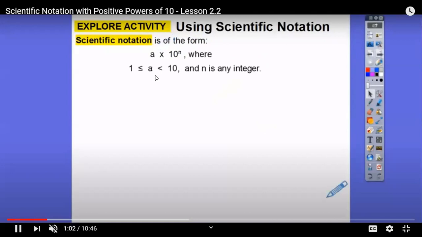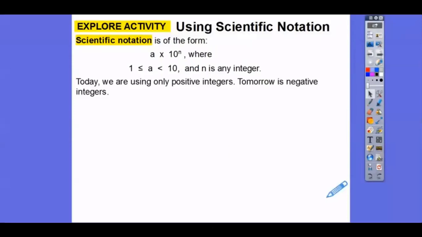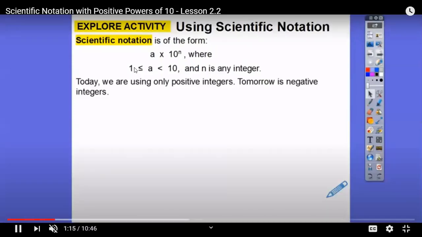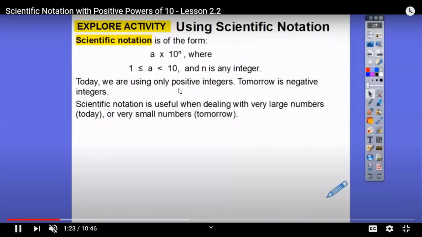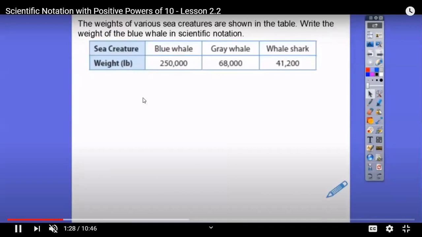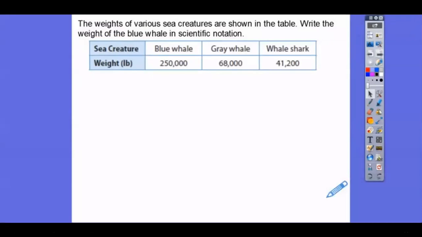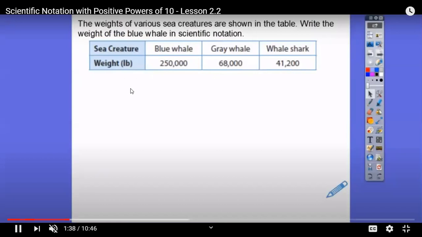This number should be more than or equal to 1 and less than 10, which means I can't accept 0. So I can't write 0 point something. The number here should be 1 or more. Today we are using only positive integers. Tomorrow is negative integers. Let me show you how we are going to write the number in scientific notation, as I said, in a shortcut method.